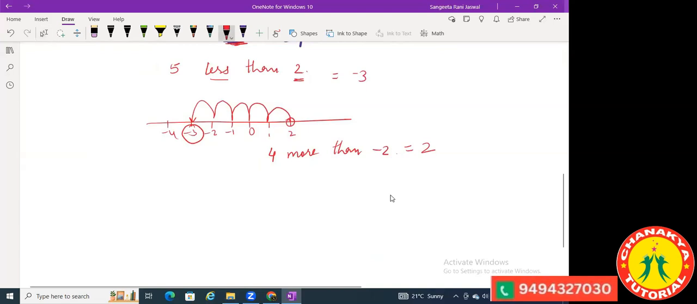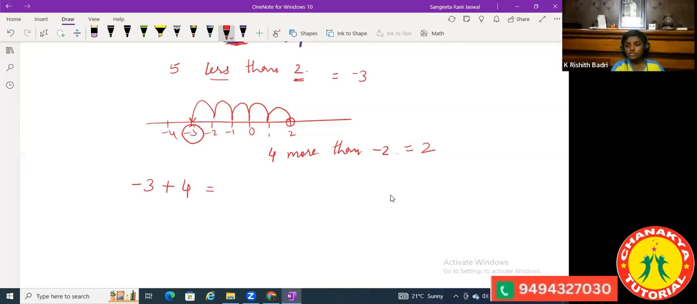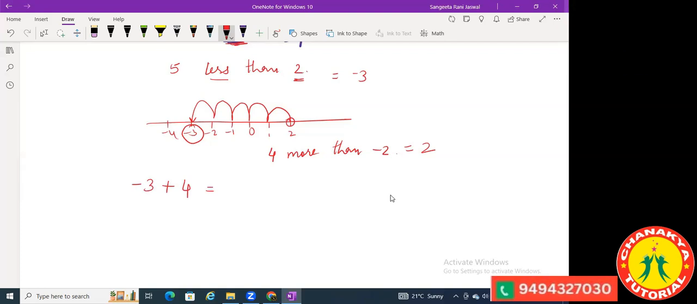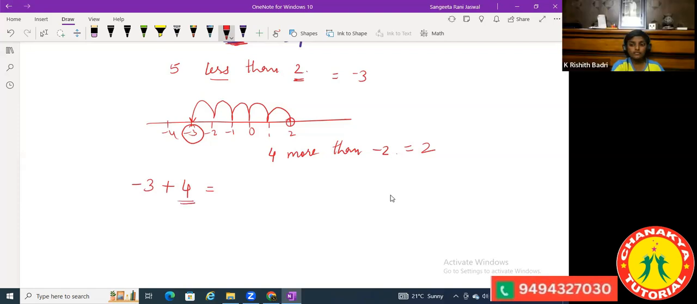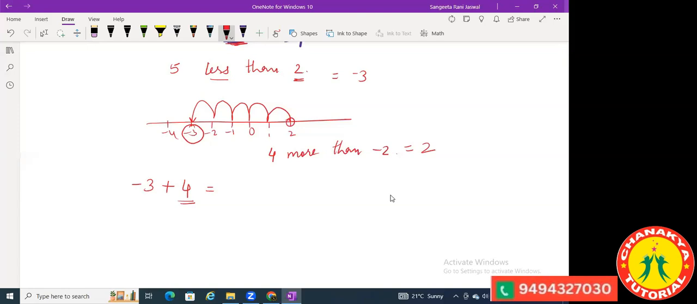Okay. Now see, I'll give you some numbers now. If I say minus 3 plus 4, do it on the number line. Ma'am, I got minus 2. Ma'am, 1. Sorry, ma'am, minus 1. So how will you do on the number line? You will move 4 steps towards right side. Whenever there is plus, you will move towards right side. 1, 2, 3, 4.